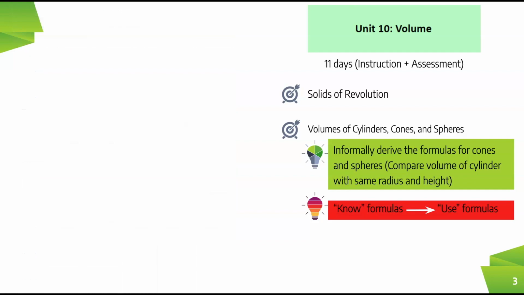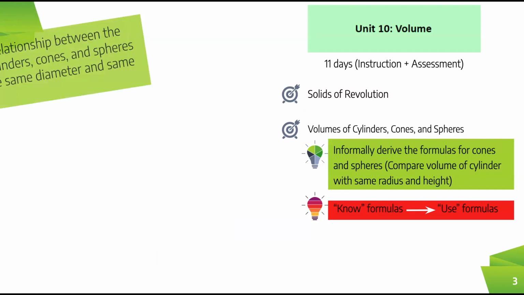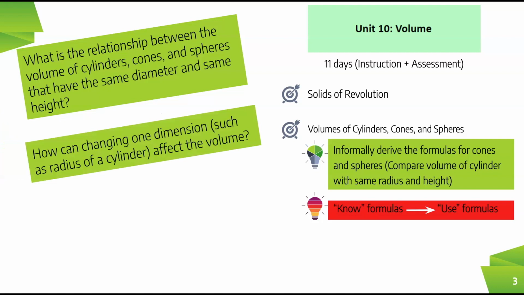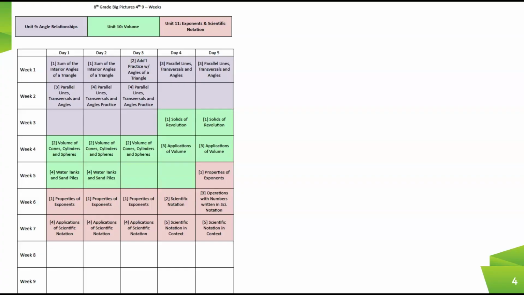The essential questions of Unit 10 include, what is the relationship between the volumes of cylinders, cones, and spheres that have the same diameter and same height? How can changing one dimension, such as a radius of a cylinder, affect the volume?